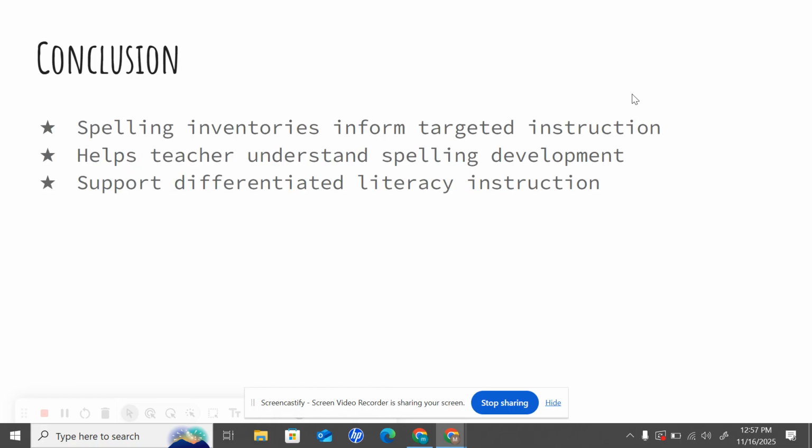So in summary, spelling inventories do offer a rich diagnostic way to gather information that can help teachers tailor literacy instruction. They highlight what students know, what they're ready to learn next, and how we can best support their spelling and reading development.